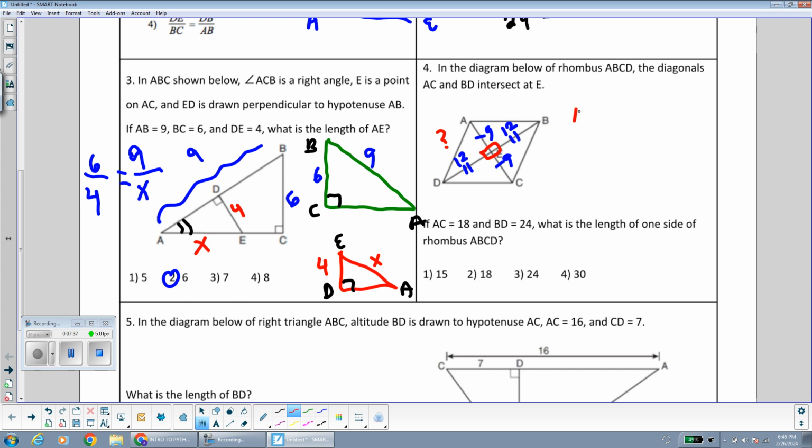So I'm going to use 12 as one of the legs, 9 as the other leg, and a squared plus b squared equals c squared. And we're solving for the hypotenuse. So we have 144 plus 81 is equal to c squared. That is 225 is equal to c squared. So c is equal to 15. That works out nicely.